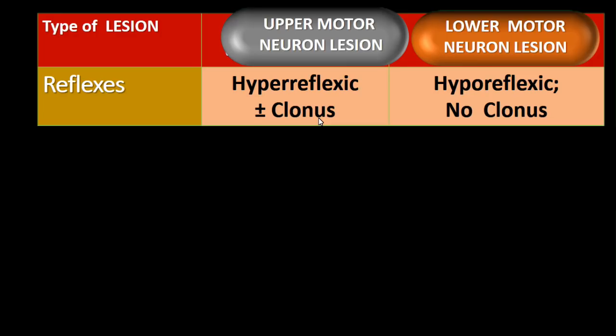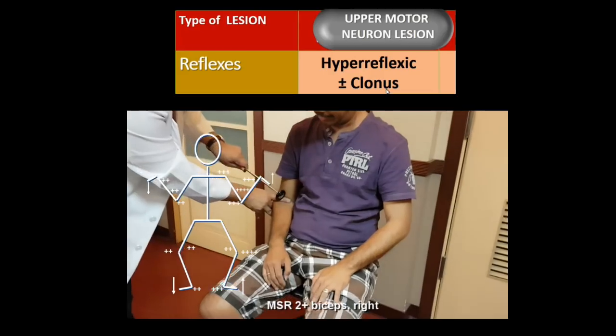Reflexes. Use your hammer, your favorite hammer. Patients with upper motor neuron lesions have hyperactive reflexes, at times with clonus, while on the other side, lower motor neuron lesions have hypoactive to areflexia. So no clonus. You don't expect any clonus.